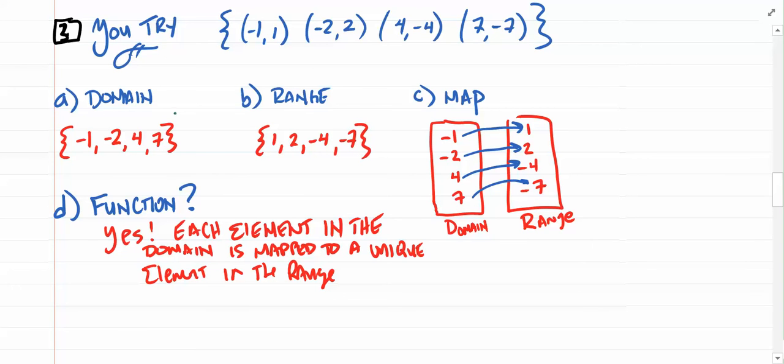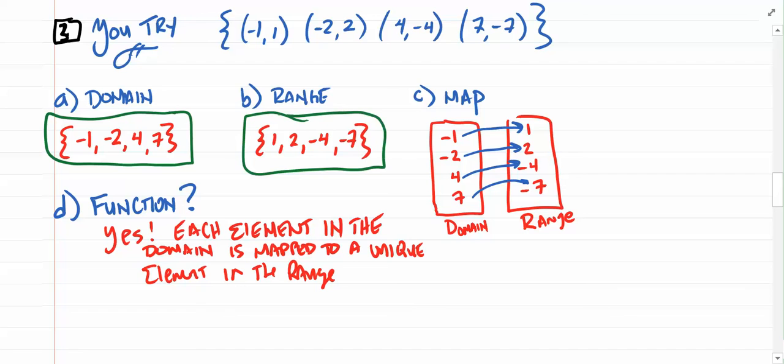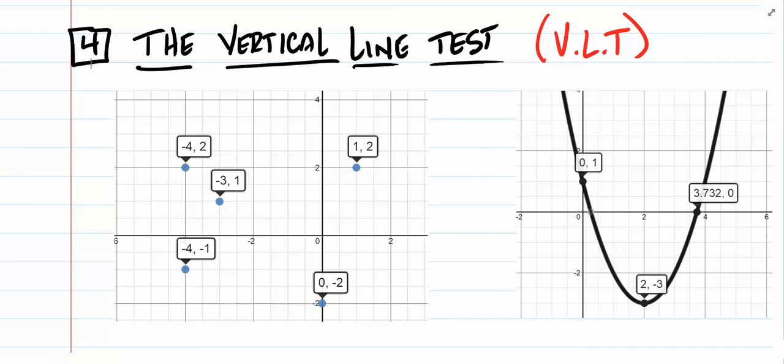The domain is the set of -1, -2, 4, and 7. The range is the set of 1, 2, -4, and 7. The mapping would look like this. The domain would have -1, -2, 4, and 7. The range would have 1, 2, -4, and 7. And since each element in the domain is mapped to a unique element in the range, the answer is yes, it is a function.